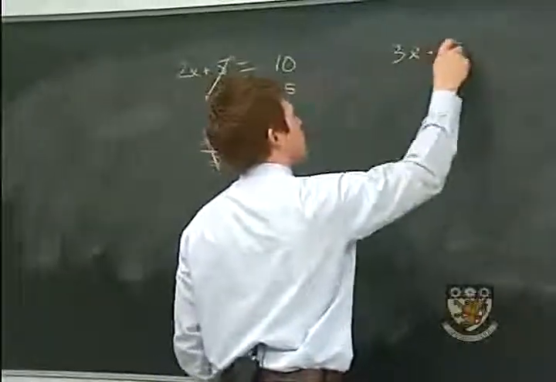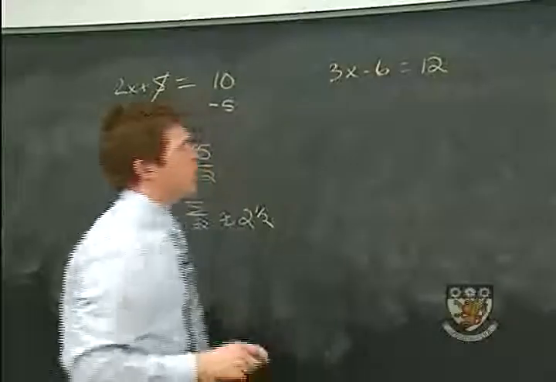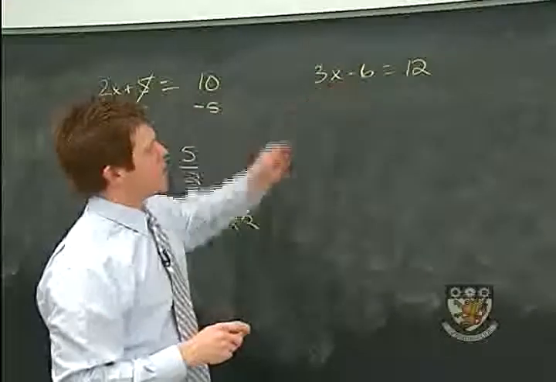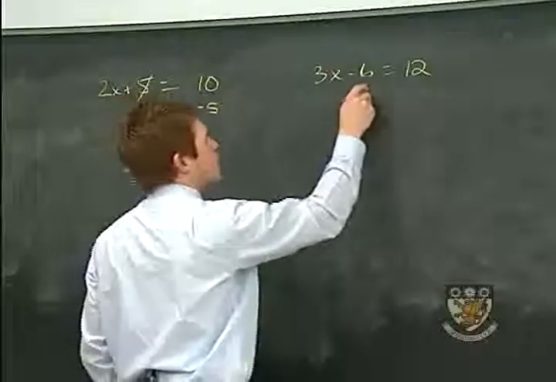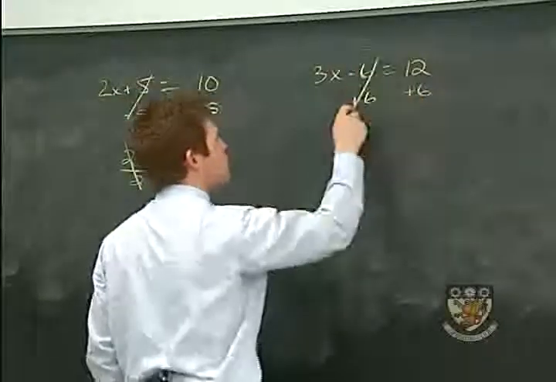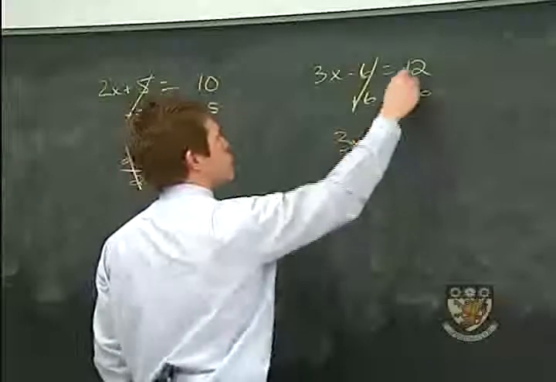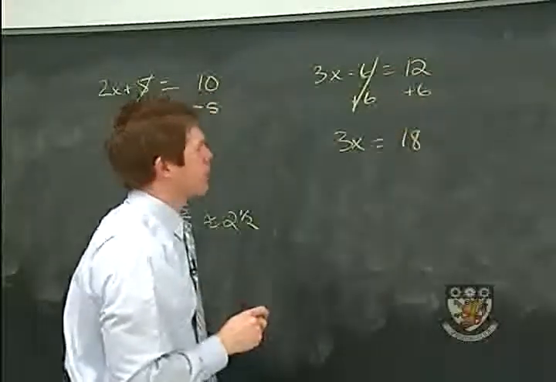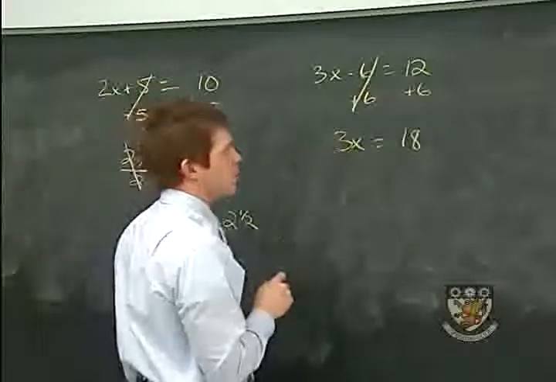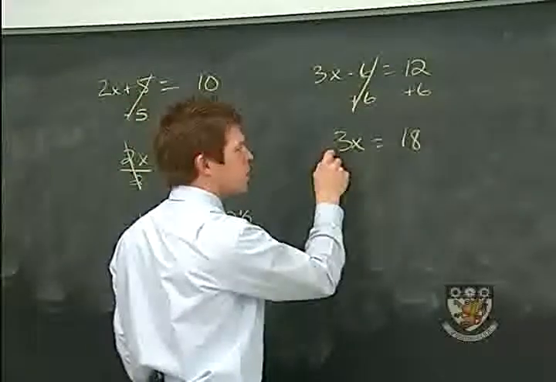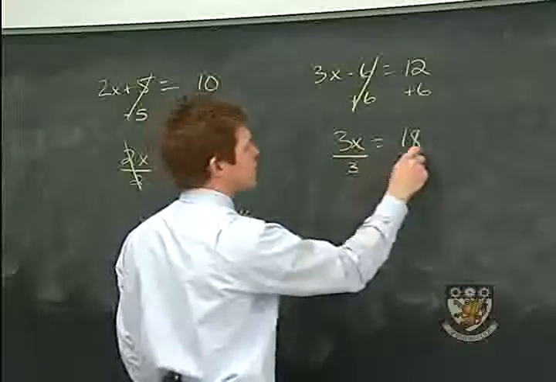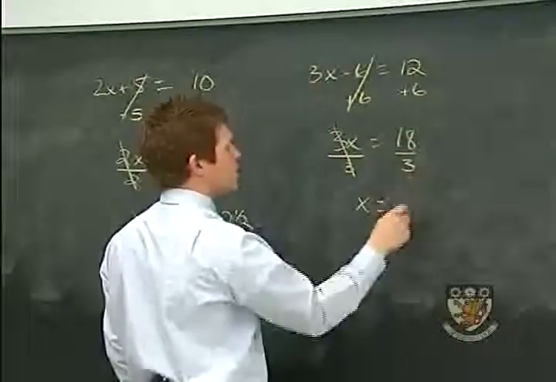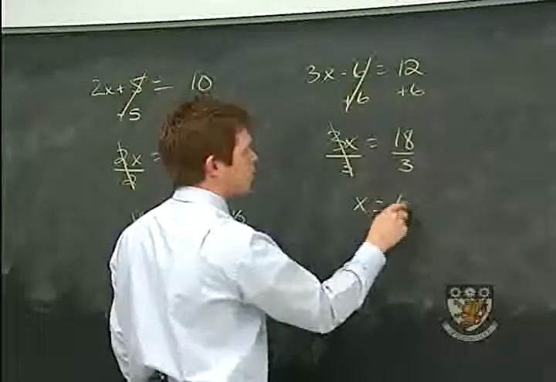Next one, I'm going to have 3x minus 6 equals 12. Opposite operations again. Here I have 6 is subtracted. So I'm going to add 6 to both sides to stay balanced. Those cancel out. 12 plus 6 equals 18. It's 3 times x. So the opposite operation of multiplication is division. Those cancel. X equals 18 divided by 3 equals 6.